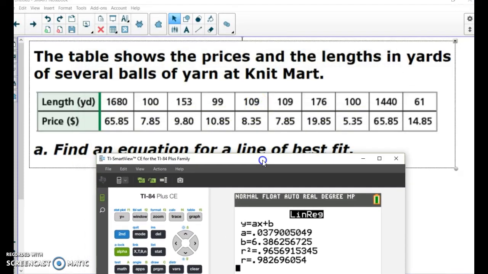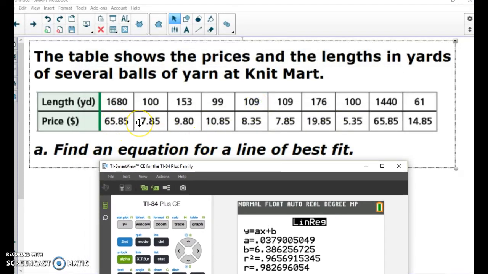Now it says interpret the meaning of the slope and the y-intercept. Well, if you look, the slope, or the change in y, is simply the change in the cost per the length of the yard.